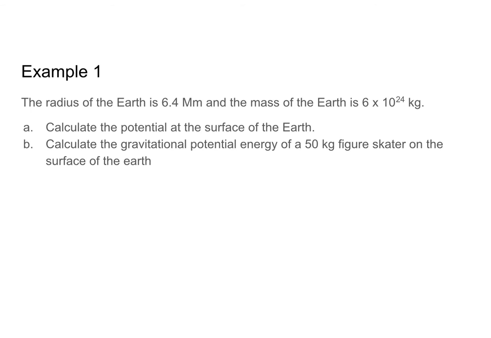So let's go ahead and do a quick example. The radius of the Earth is 6.4 megameters, or 6.4 times 10 to the 6th meters. And the mass of the Earth is 6 times 10 to the 24th kilograms. We're going to calculate the potential at the surface of the Earth and then the gravitational potential energy of a 50 kilogram figure skater on the surface of the Earth.